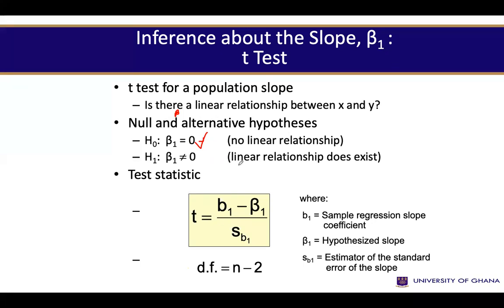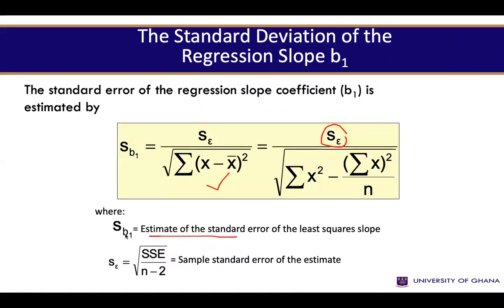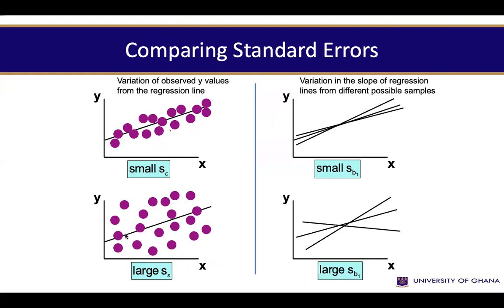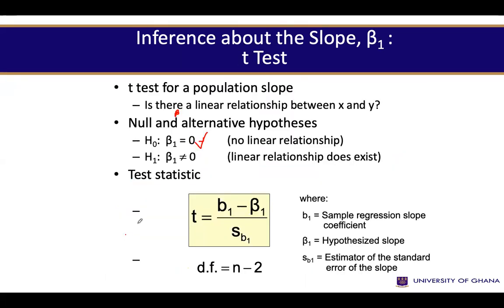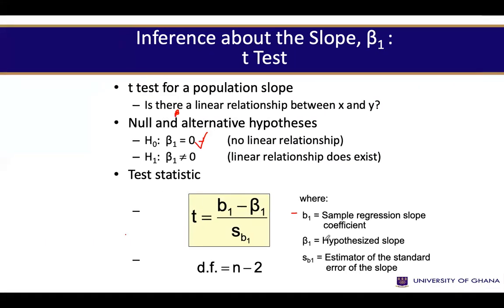Okay, so the test statistic is basically the difference between b1 and beta 1 divided by s_b1. Remember how we calculated the s_b1? These formulas, that is why we calculated them, because we're going to use them to test the hypothesis. So we have the test statistic here. b1 is the sample regression slope, beta 1 is the hypothesized slope, and s_b1 is the estimated standard error of the slope.